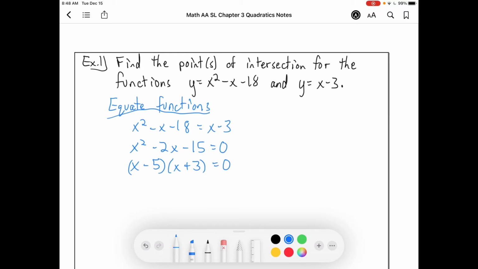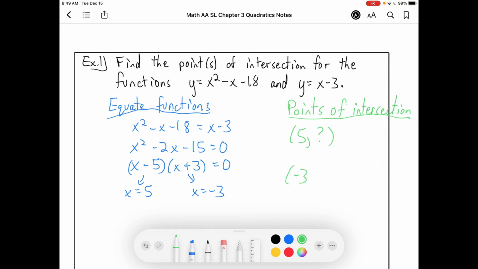And what we'll learn is that the numbers that zero out these brackets are 5 and -3. Those are the 2 x values of intersection. So the points of intersection are going to be at 5 something and at -3 something. Okay? And if you remember back to how we did this on the GDC, those actually were the x values of intersection. The question is, what is the y value?